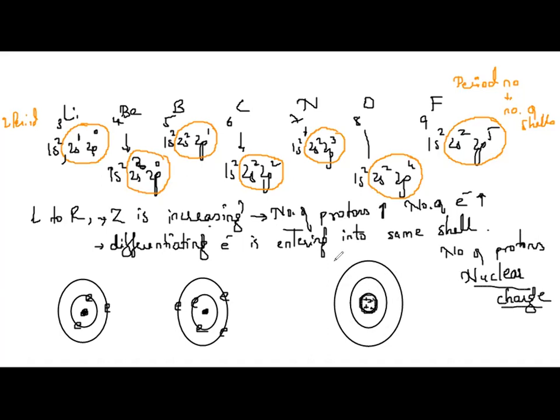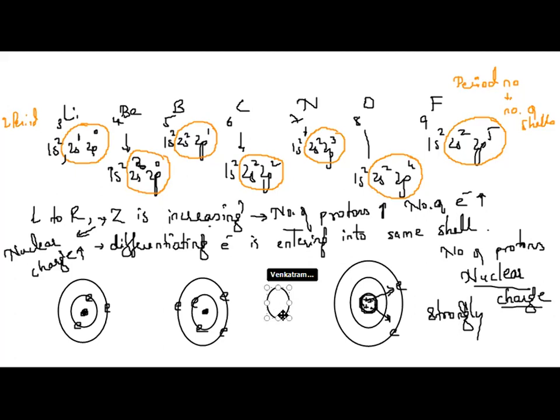So as the atomic number increases, nuclear charge increases. Correct? First observation: nuclear charge is increasing and number of electrons are also increasing. But since the electrons are added to the same shell, the successive increase of the nuclear charge will attract the electrons more strongly towards itself. Therefore, what happens to the size of the atom? The size of the atom decreases.